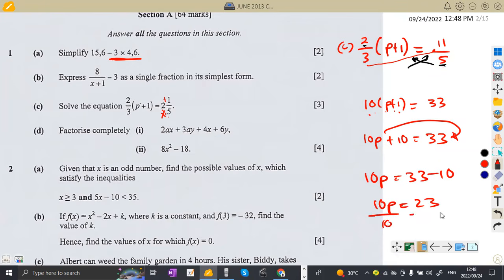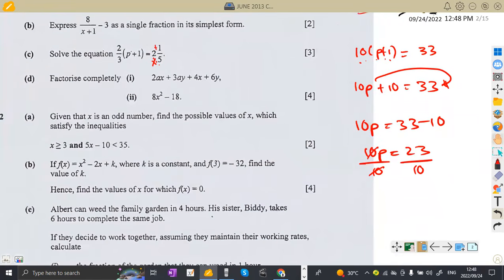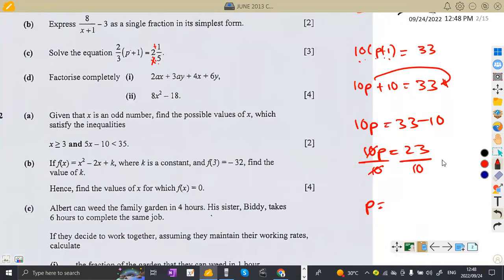Then we can divide by 10 both sides. That means we have got the value of p. So our p in this case is going to be 23 divided by 10, which is 2, remainder 3/10. All right, so that is what we are going to get as the value of p.